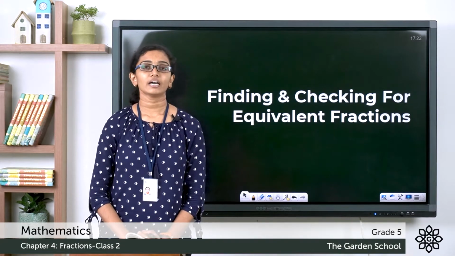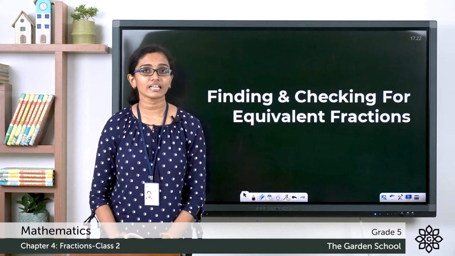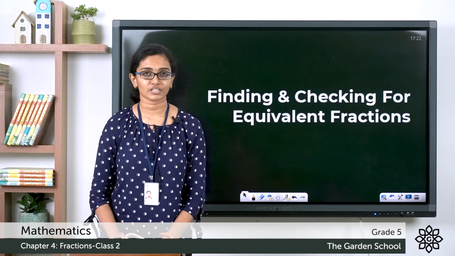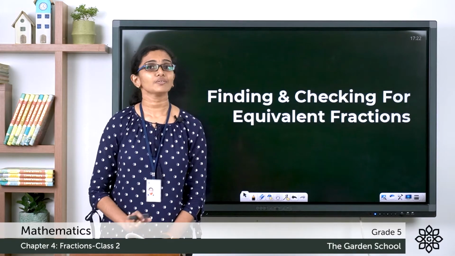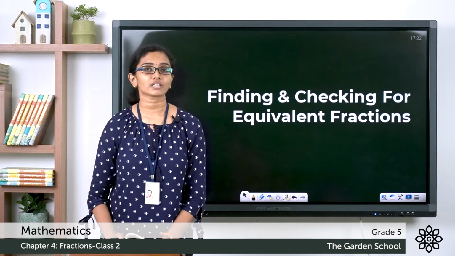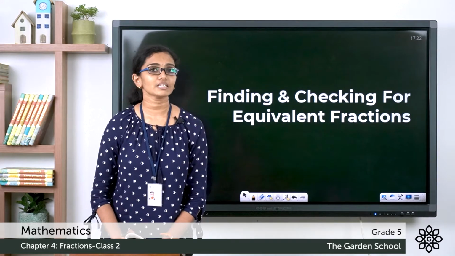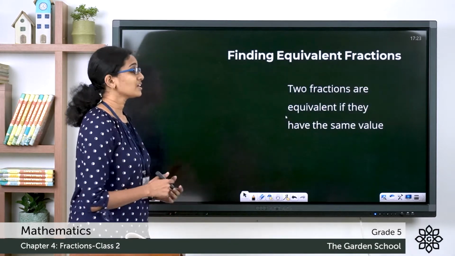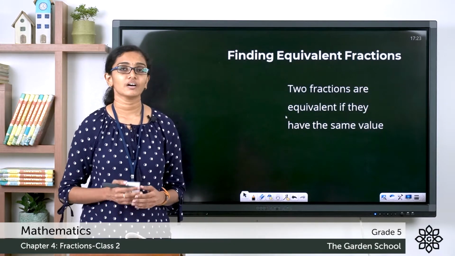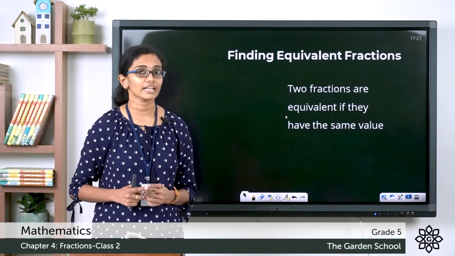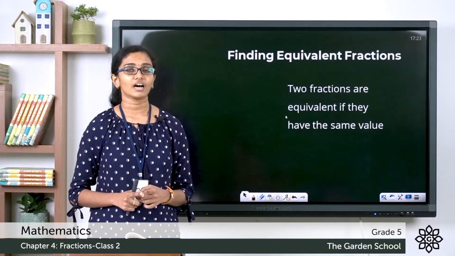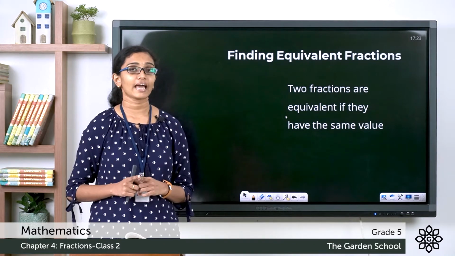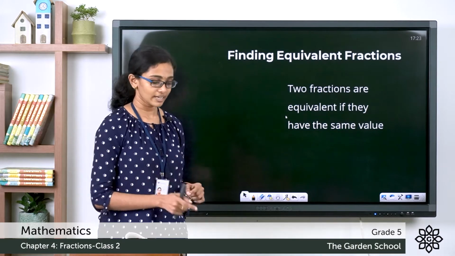In the previous class, we were talking about the basics of fractions. Today, we'll learn how to find the equivalent fraction of a given fraction and also how to check whether two given fractions are equivalent or not. Now, what are equivalent fractions? When do we say two fractions are equivalent? Two fractions are equivalent when they have the same value, right?